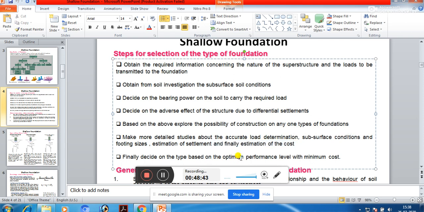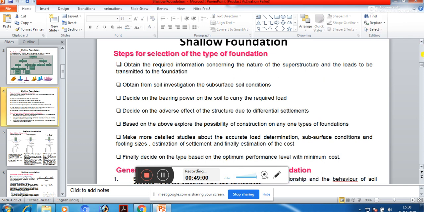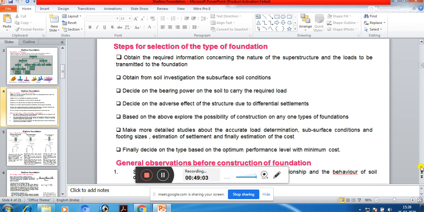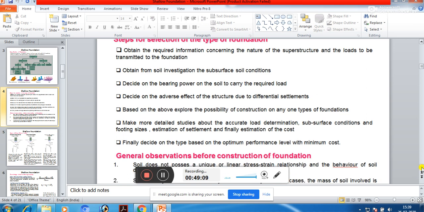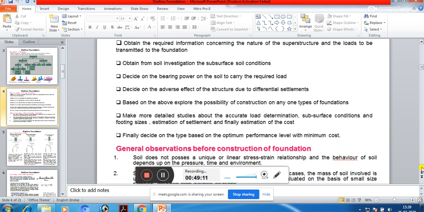Okay, then finally, what you do is decide on the type based on the optimum performance level with minimum cost. That is what I was saying, that you will have to do it with maximum performance level. Basically, every client will want the performance to be maximum and the cost to be minimum. So that performance-based thing you must be doing, with minimum cost and maximum performance, in your designing.